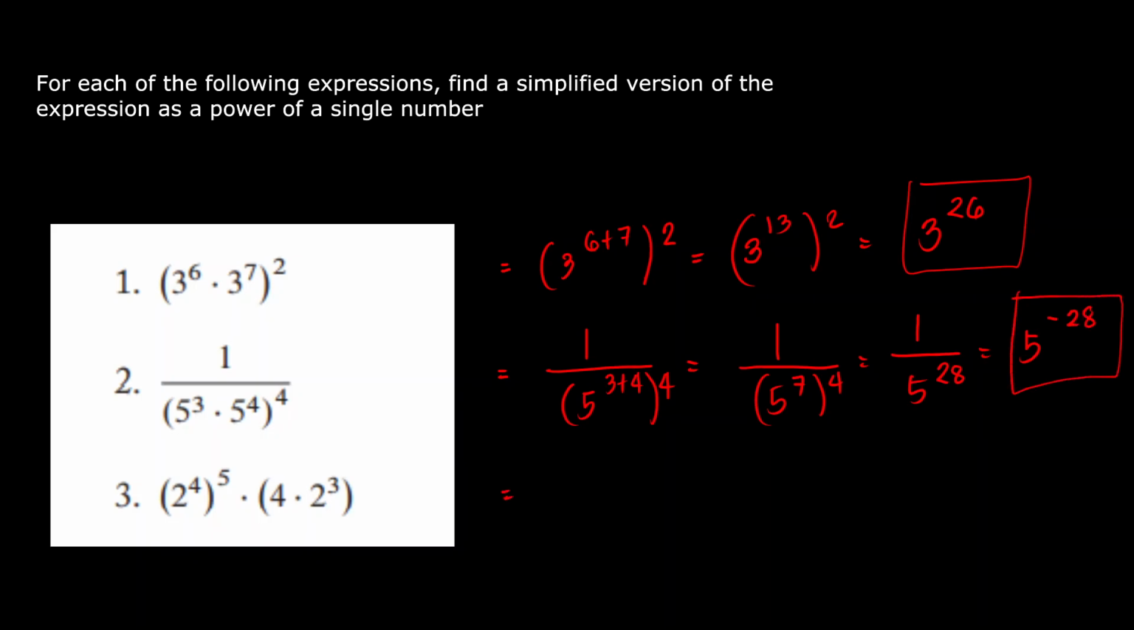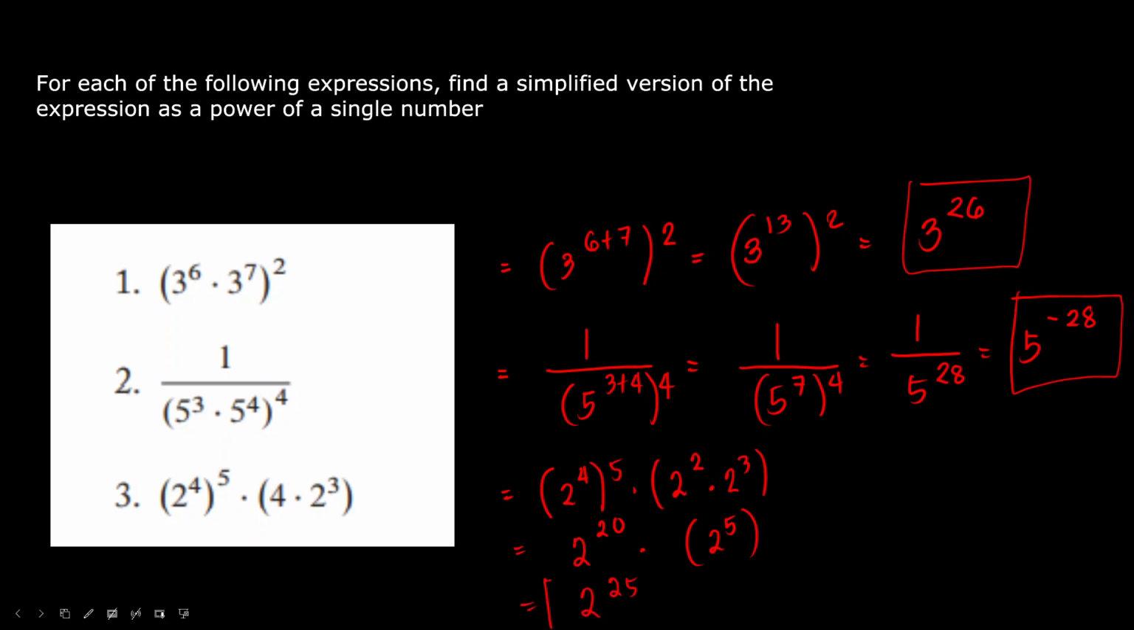Next one. Okay. Kapag ganyan, make sure na pare-parehas sila ng base. Okay? Prevalent dito is 2. So tingnan natin kung maayos natin in base 2 lahat. So 2 raised to 4, raised to 5, times, ang 4 ay pwede nating isulat as 2 squared. Tama ba? Times 2 cubed. Okay, so pwede nating simplify ito as 2 raised to 20. Okay. 2 raised to 20, and then ito ay 2 raised to 5. Okay, so this is 2 raised to 25. This is our final answer.